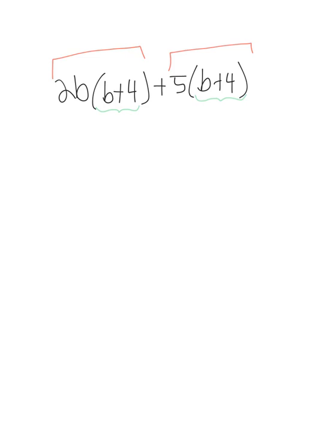So I'm going to take my common factor and put that out front. So it's b plus 4. That's common. And then I'm going to put my leftovers in the back. So when I divide the first term by b plus 4, I'm left with 2b. And when I divide the second term by b plus 4, I'm left with just 5.